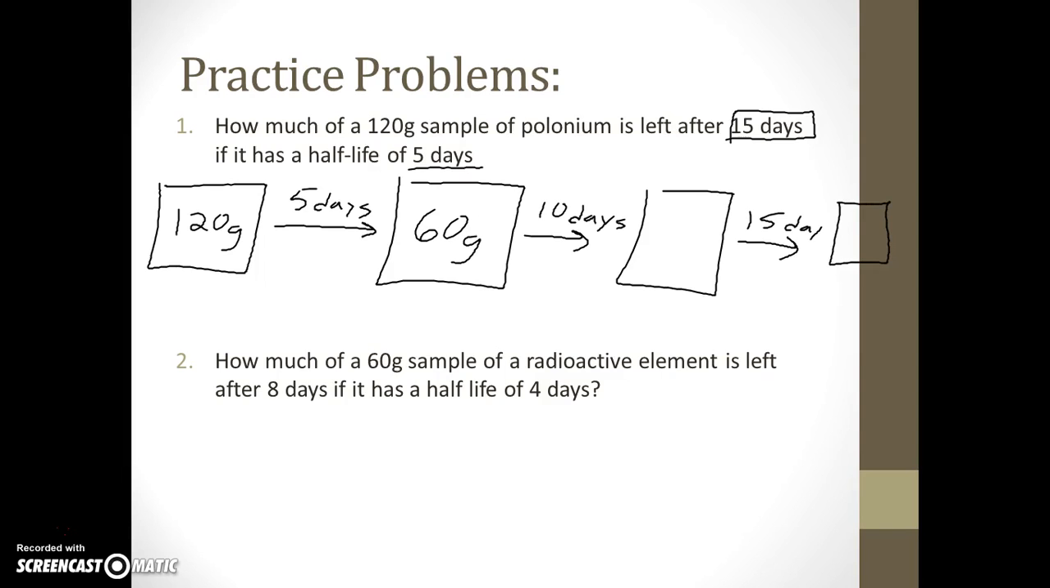So after 10 days, we take half of 60. That gives us 30 grams. And after one more half-life, we do half of 30, which would give us 15 grams. Okay, so we have 15 grams after 15 days.